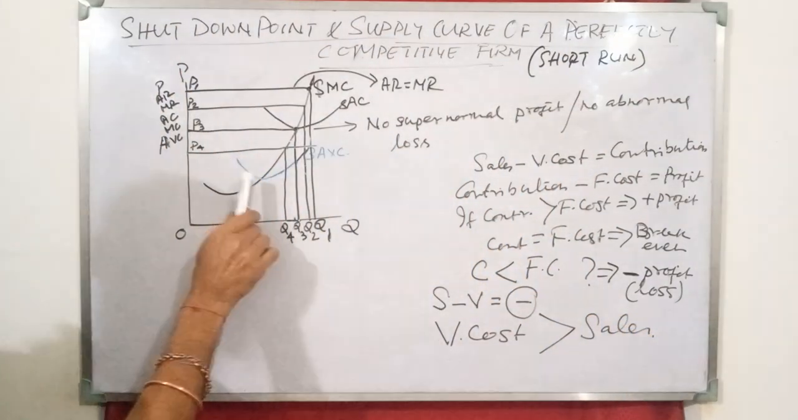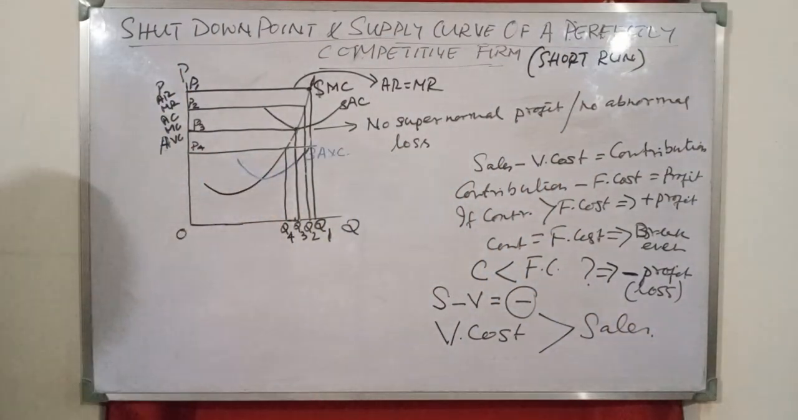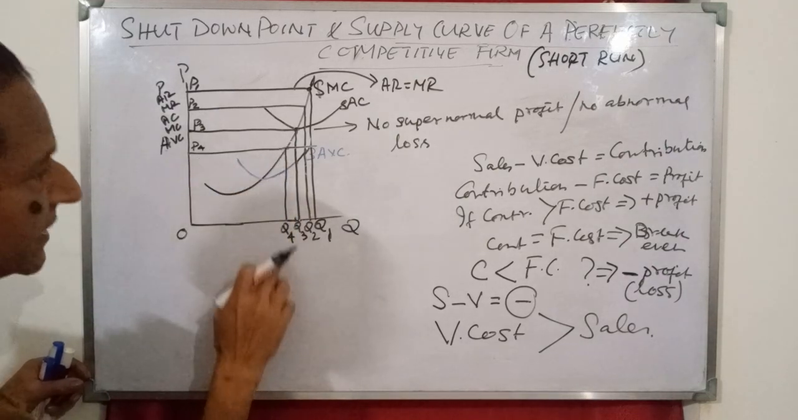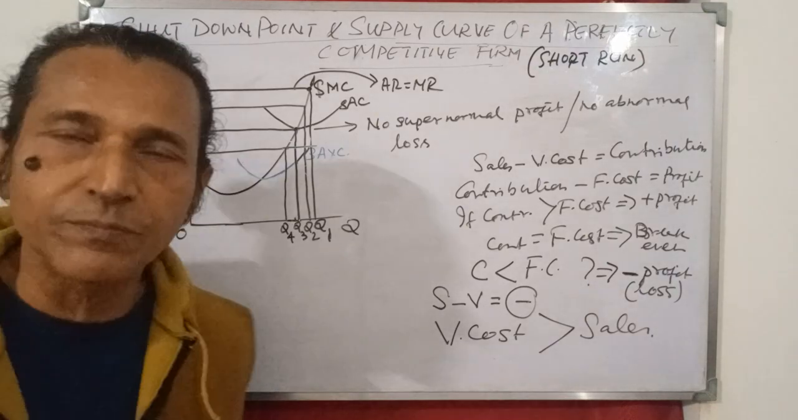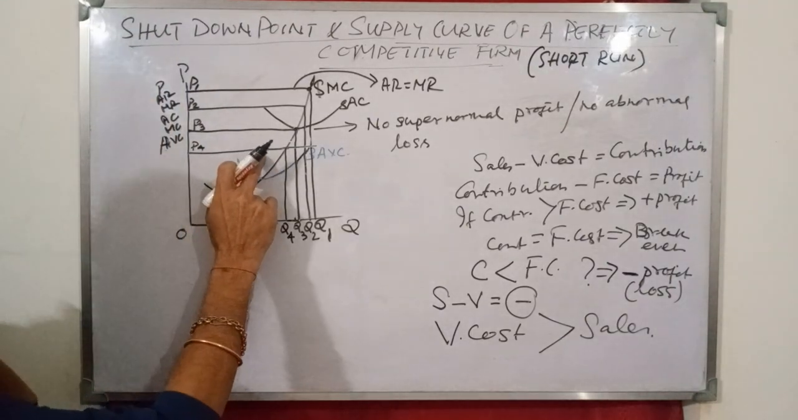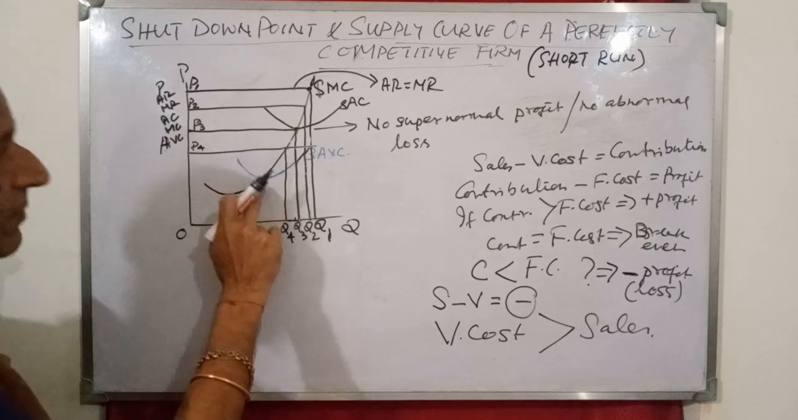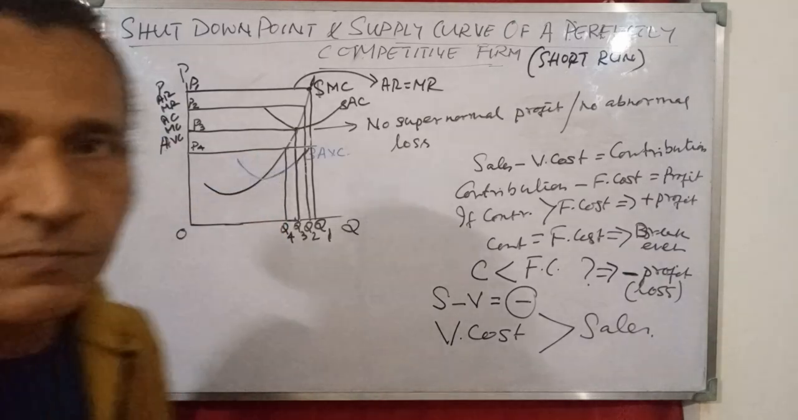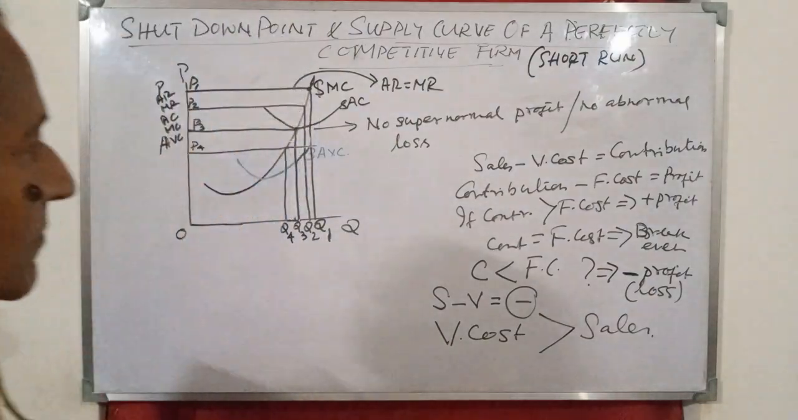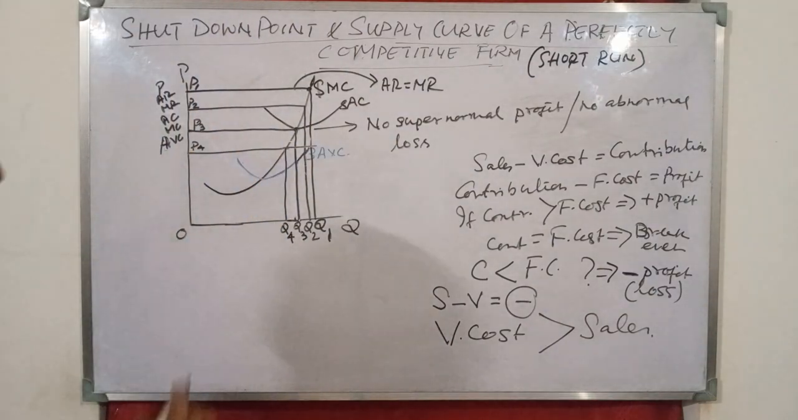In the same way, here you see at P4 price the firm is incurring loss, still the firm is able to cover up its variable cost because the average revenue curve is above the average variable cost. So the firm will not shut down. Okay? It is clear?